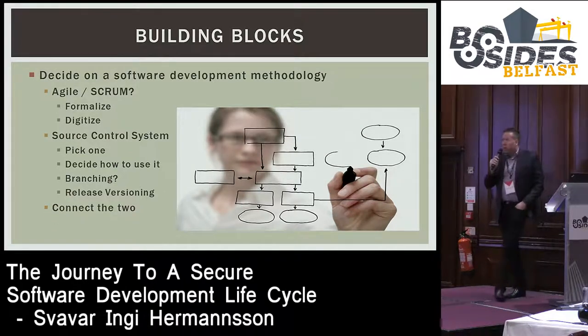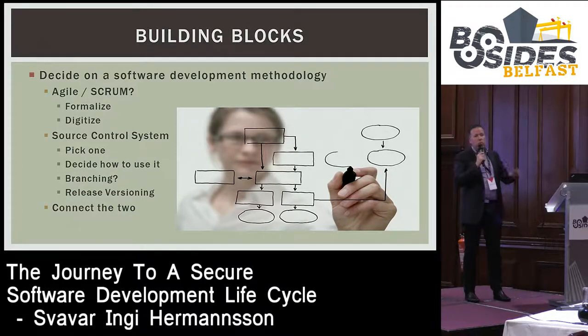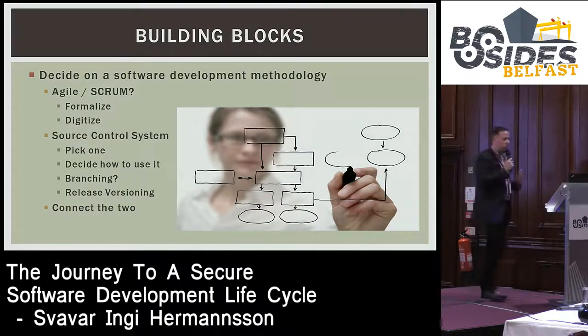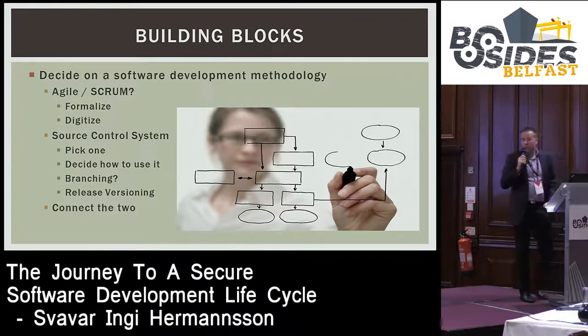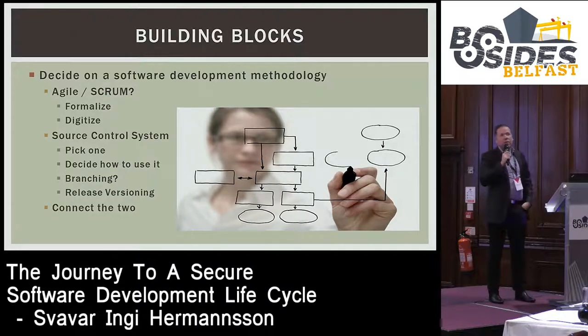Okay, so now we've decided on a software development methodology, we've formalized it, we've decided on a source control system. The next thing we want to do is connect the two. There is no reason that I can think of that a software developer should be allowed to commit some source code without having it approved by either the business owner or the Scrum Master. And ideally, especially for sensitive software, you want to be able to track every source code change to a particular task.